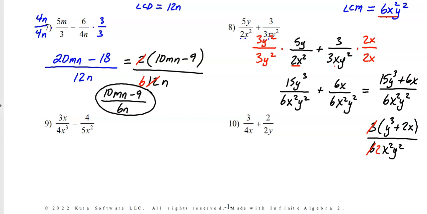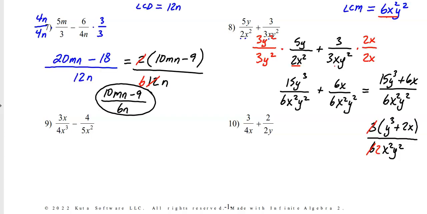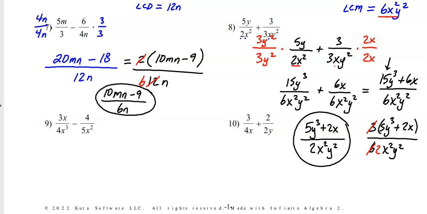Let me just look. I think we're all set. Actually, I made one mistake here. When I factored the 3 out, there should have been a 5 right there. That would give me the 15y to the third. So I think the final answer then will be 5y to the third plus 2x, or you could have that backwards, it doesn't really matter, all over 2x squared y squared. So I kind of missed that 5 in there.